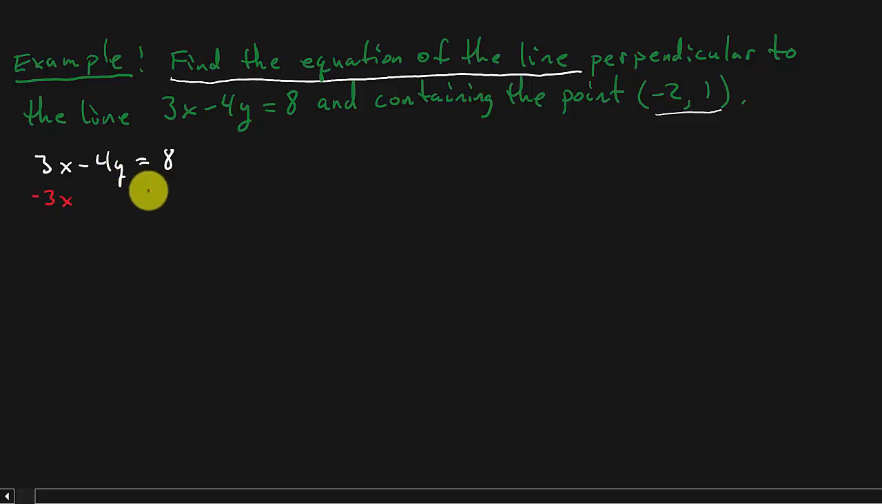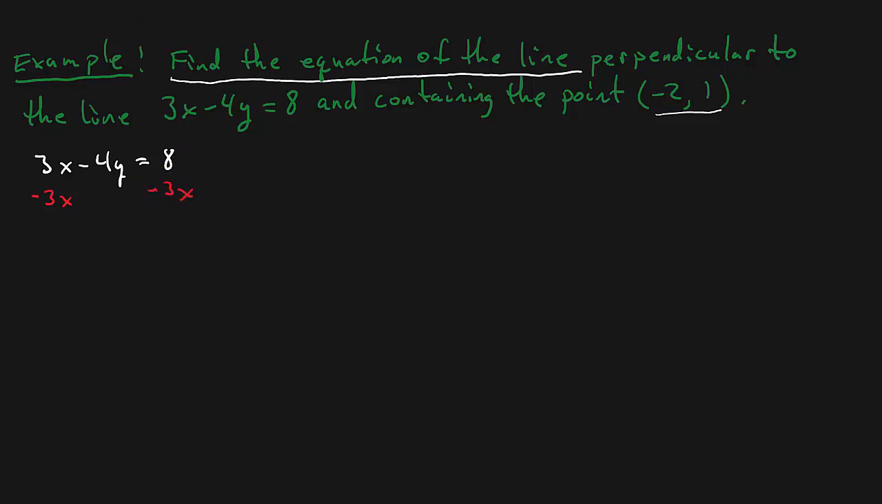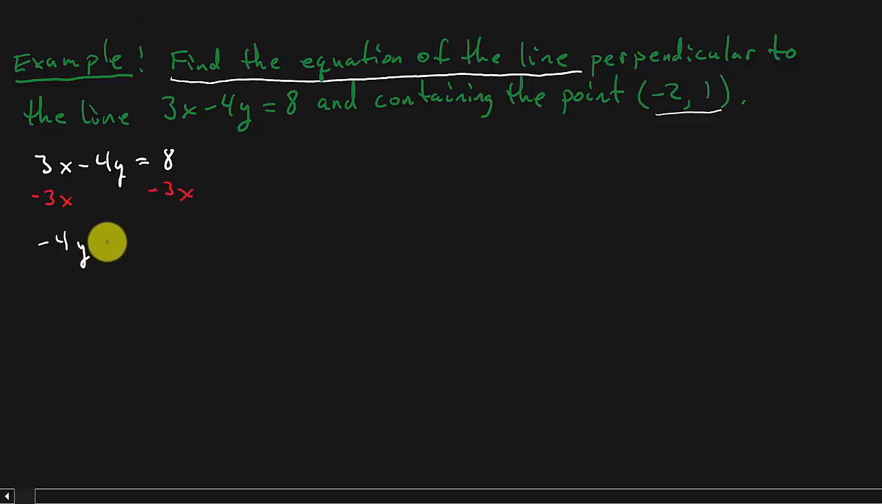So subtract 3x. So I've got negative 4y equals negative 3x plus 8. And then divide everything by negative 4. And so I get y equals 3/4 x plus, nope, not plus, minus 2. Okay? So that's the slope of this line.